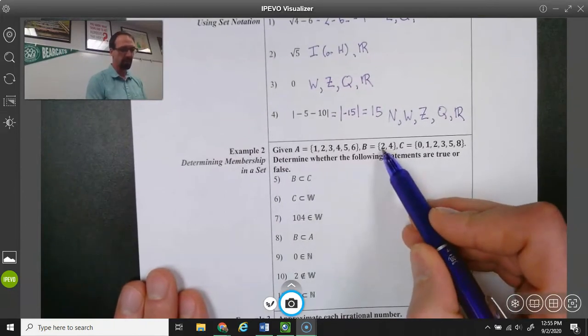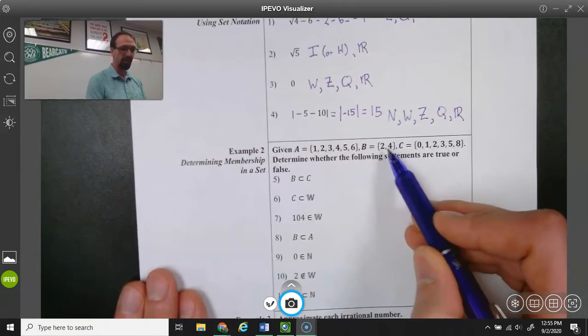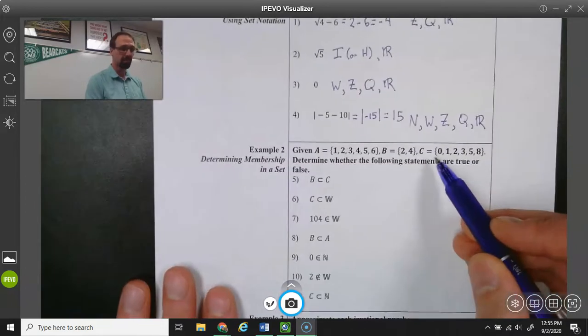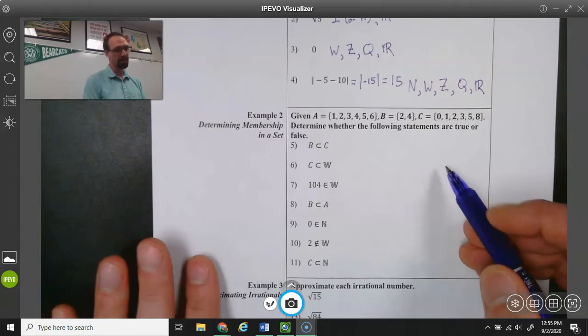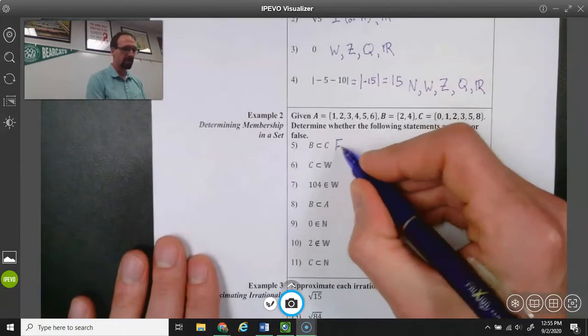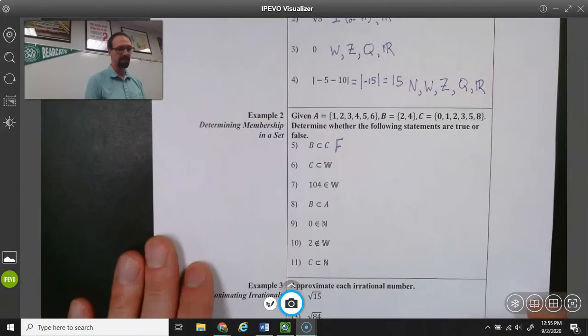So will 2 and 4 both fit? B is 2 and 4. Will 2 and 4 both exist within C? 2 does, 4 does not. So this is false. You need to have all of it be true for it to be true.